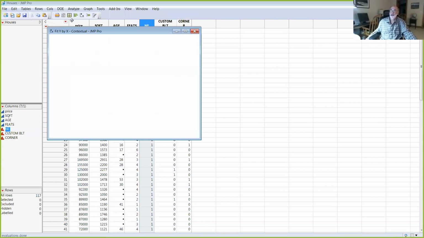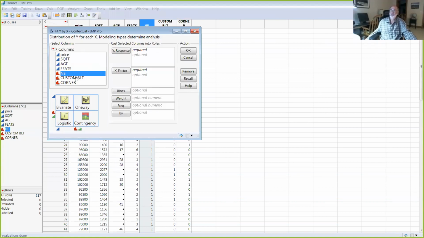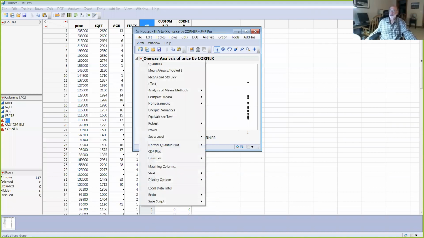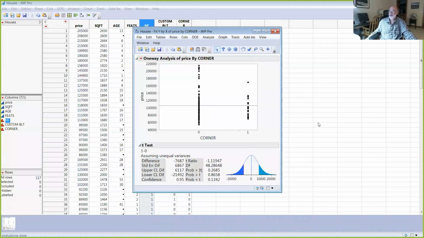Let's do another one of these. Suppose we look at whether the price varies with whether or not houses are on corners. And I think you can see visually the first one, the non-corner houses seem to be more variable than the corner houses. So we shouldn't be doing a pooled t-test. We should probably do the unpooled t-test. I'll go ahead and just do that.